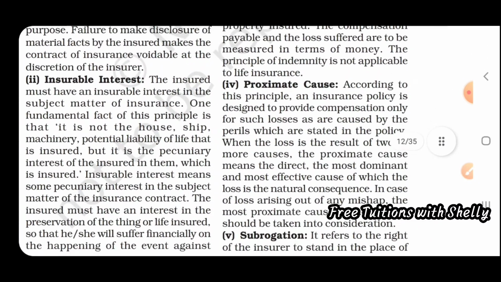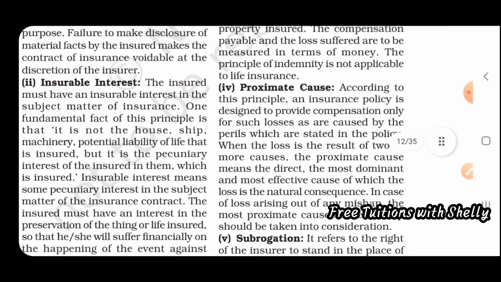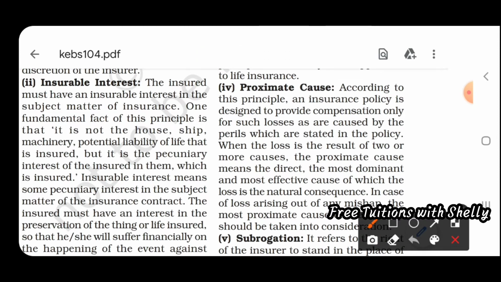Next is proximate clause. According to this principle, an insurance policy is designed to provide compensation only for such loss that is caused by the perils which are stated in the policy. That is, if a fire is happening, we cannot say that a fire has been caused if somebody has intentionally put fire to the goods. So if the company can identify that, they will check, and if it is a major cause, then only they will provide the insurance.